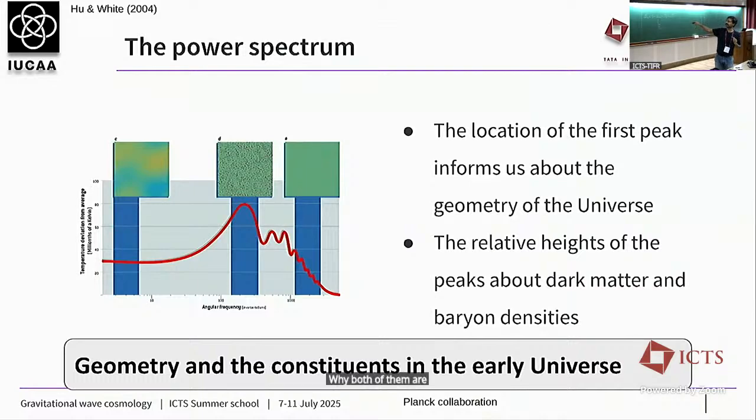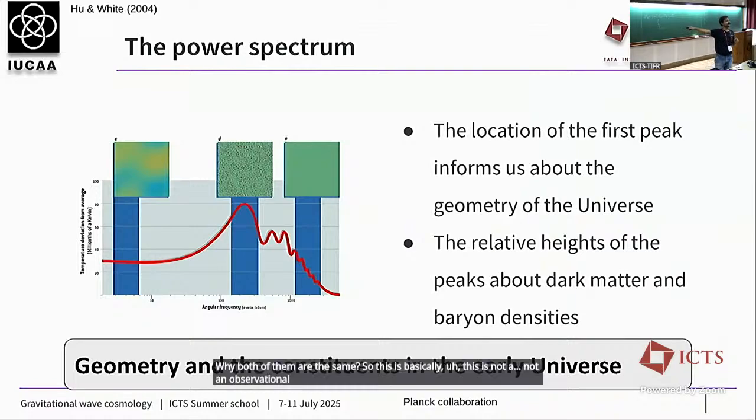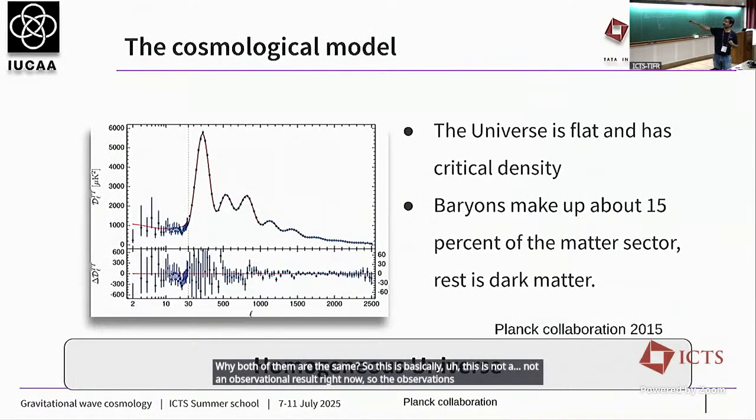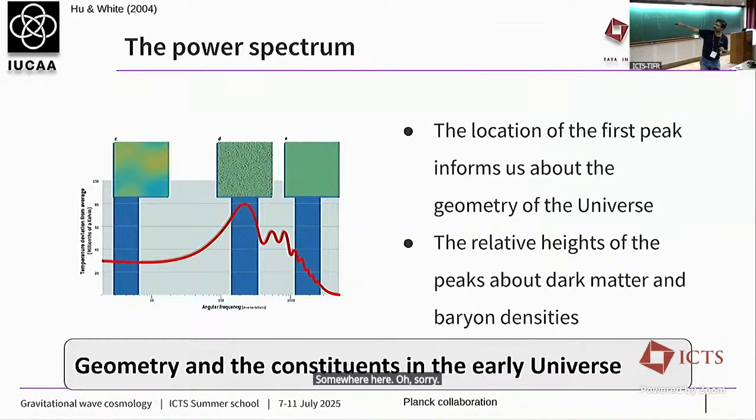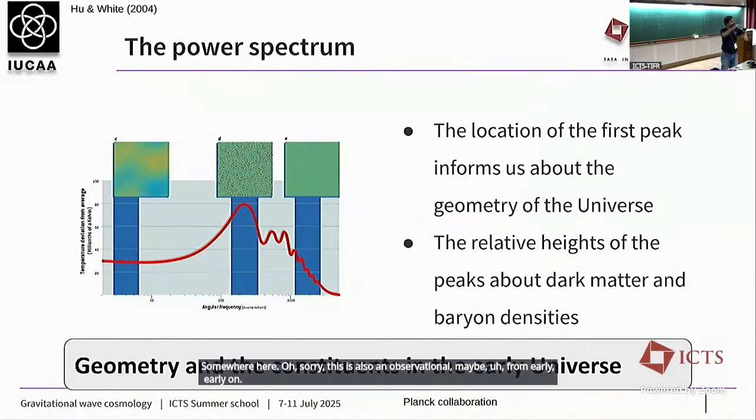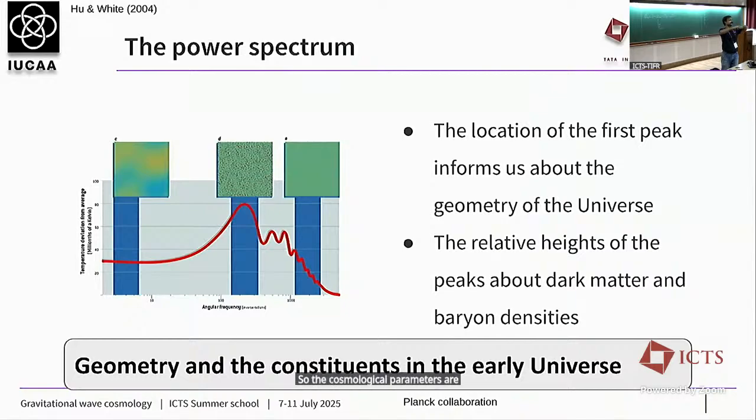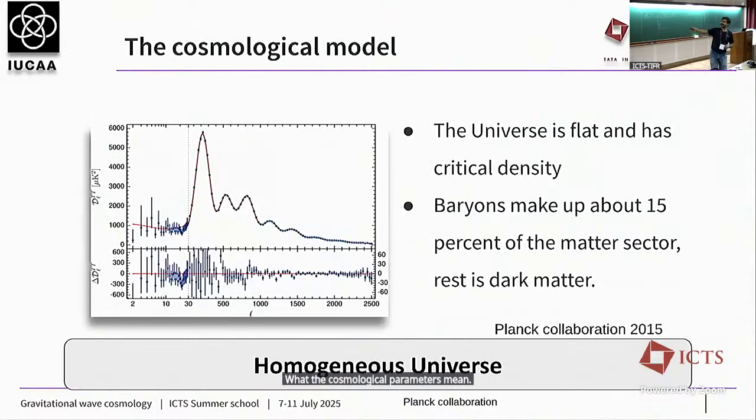So this is not an observational result right now. The observations are somewhere here. Oh, sorry, this is also observational, maybe from early on. The cosmological parameters are such that they give you this kind of ratio, right? And now you have to find out, by looking at these observations, what the cosmological parameters mean. And that's exactly what was done. So this is the Planck version of it.